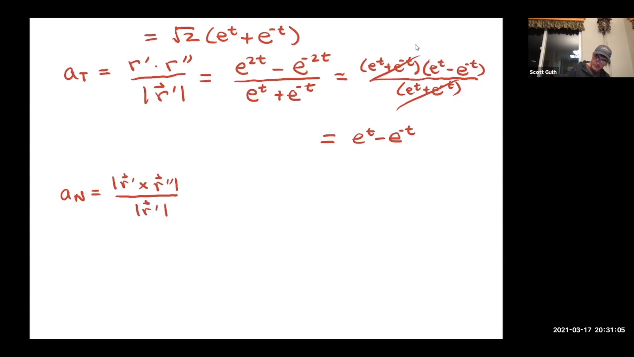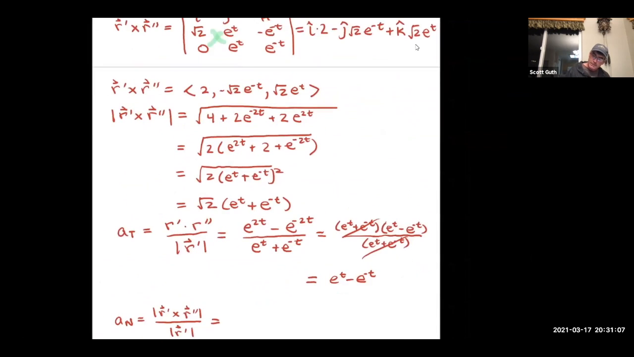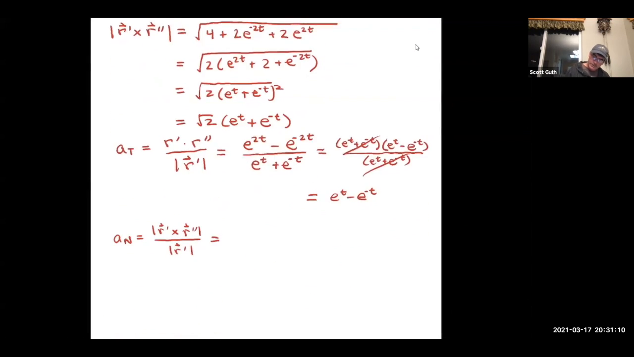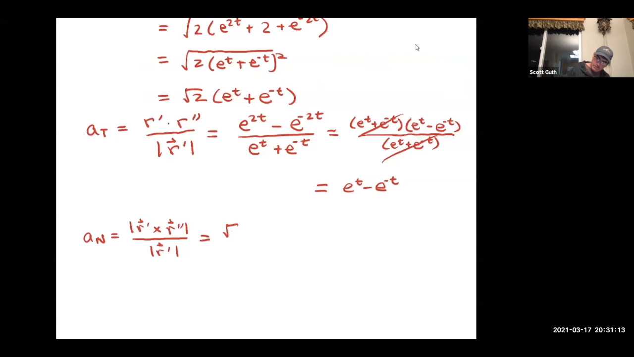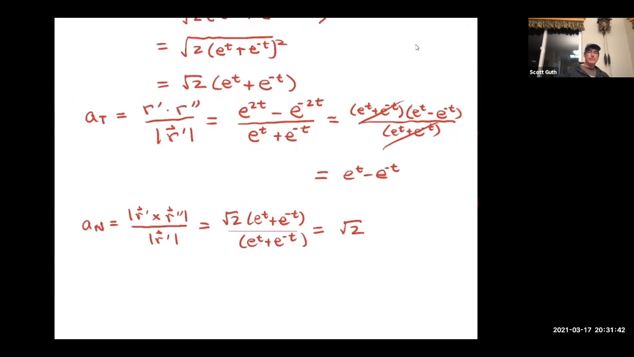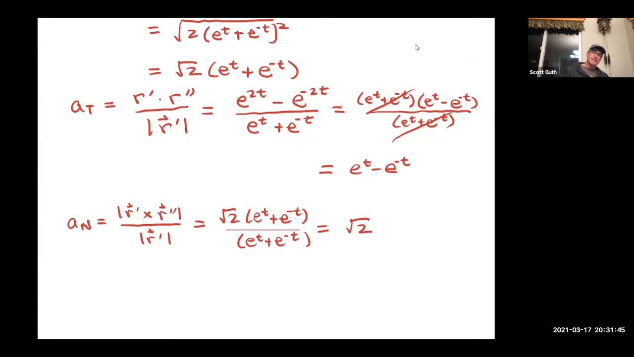So let's find that. I know the denominator. The numerator is right there. So it's root 2 times e to the t plus e to the negative t. And that's very closely related to the speed, which was e to the t plus e to the negative t. So the normal component of acceleration is just root 2. That looks constant. Okay. So the normal component of acceleration is the same everywhere.